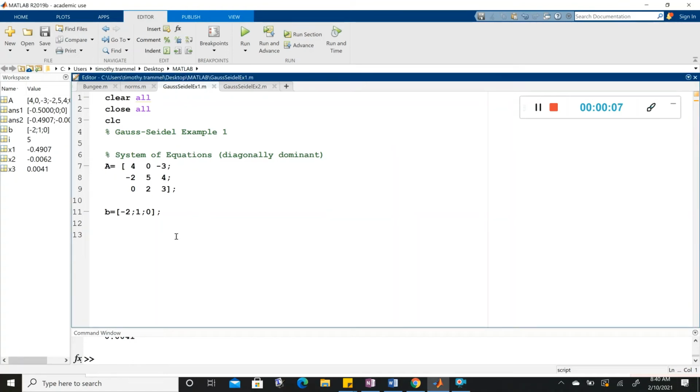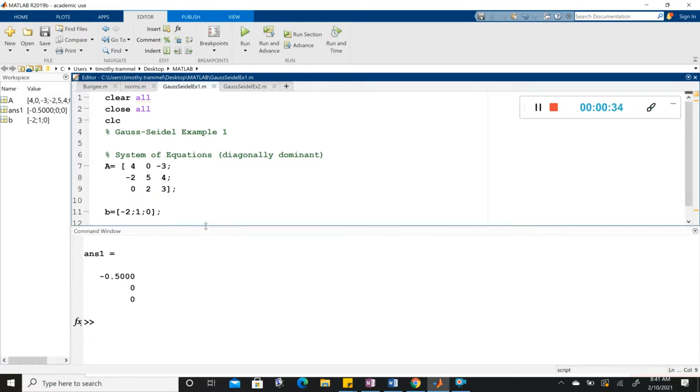Today we're going to introduce ourselves to the Gauss-Seidel method. Before we do that, let's just get what the answer is to this system so we can compare it with what we get when we use the Gauss-Seidel method. So I'm just going to do A backslash B, and why don't we take a look at this solution. There it is, minus 5, 0, 0.